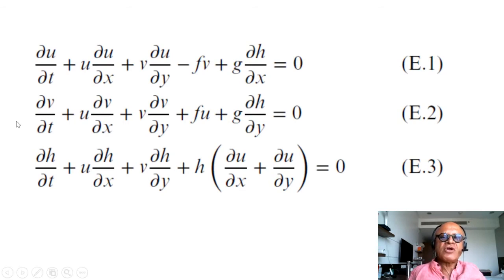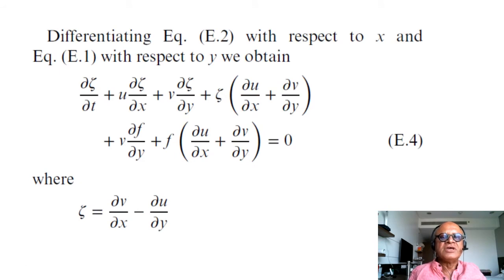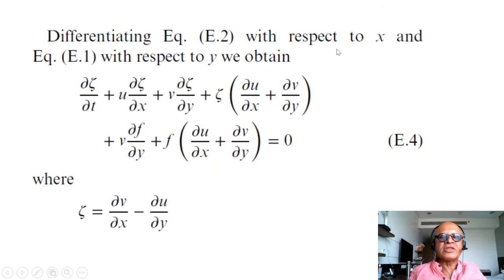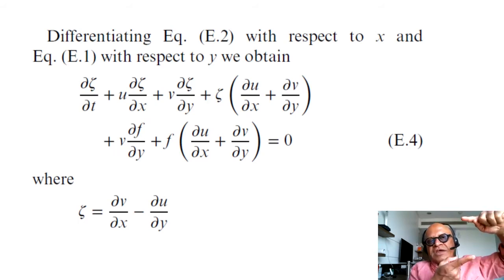So looking at our governing equations, which we have looked at already several times, differentiating equation E2 and E1 with respect to x and y, we derive the vorticity equation where we have the divergence term here, and this is the divergence of relative vorticity and divergence of planetary vorticity, and these are the advection of relative and planetary vorticities. So if you think of a column, it has vorticity.